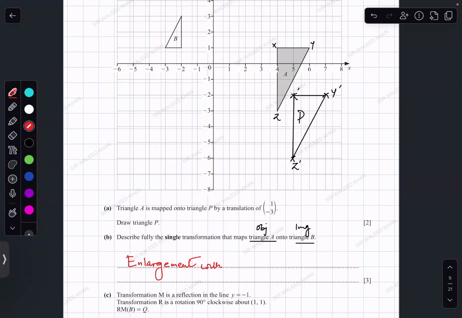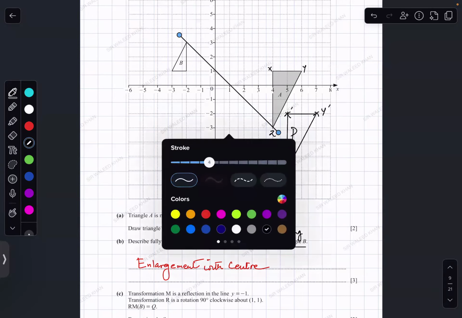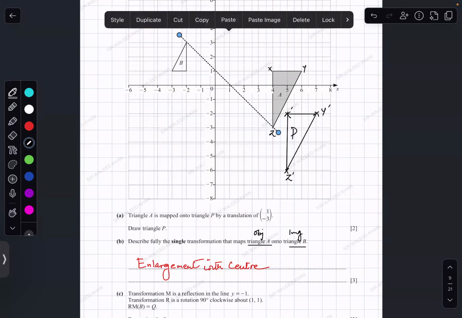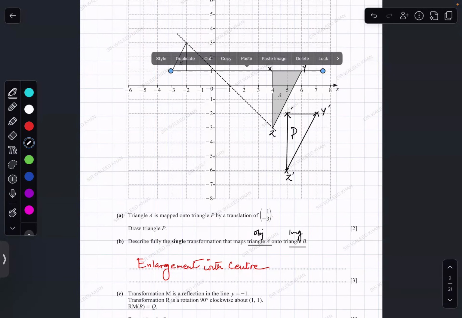With the center, we have to find the center of enlargement. That you can find by joining the corresponding vertices. So let's say this and this. And then this and this. Any two corresponding vertices. If you want to link the third as well, that is your choice, but that's a waste of time. Okay, yes, is my last.